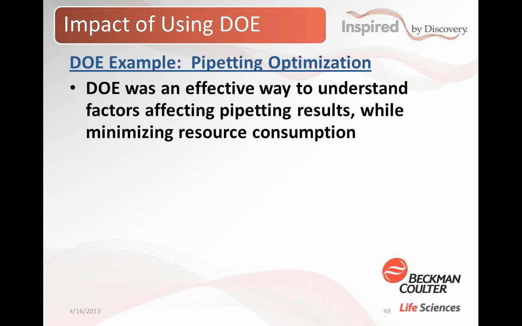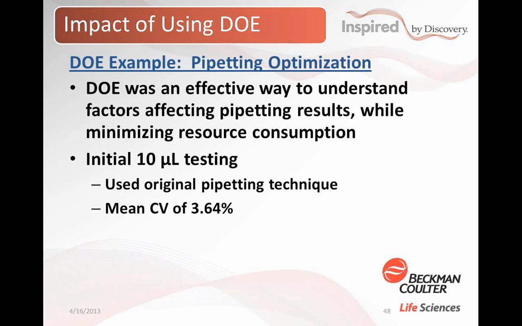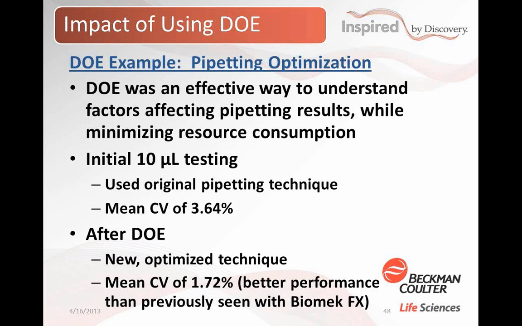It was an effective way to understand what was affecting our pipetting results and to minimize our resource consumption simultaneously. Initial testing, just using the out-of-the-box pipetting technique, gave us a CV of about 3.6%. After optimization, we were able to get 1.7%, which is better performance than we'd ever seen with Biomek FX. So just another example of where DOE can be applied.